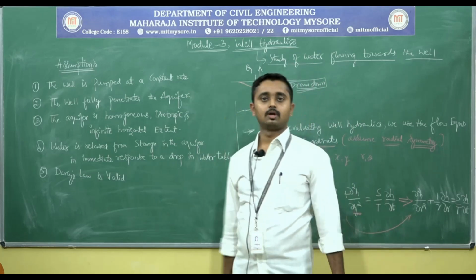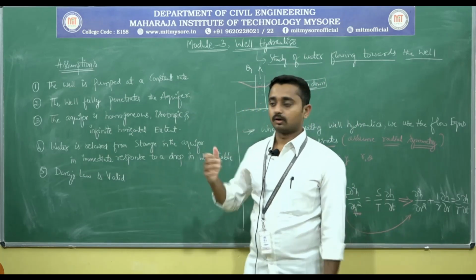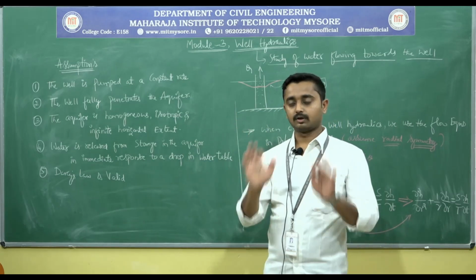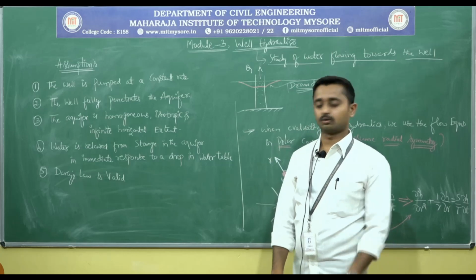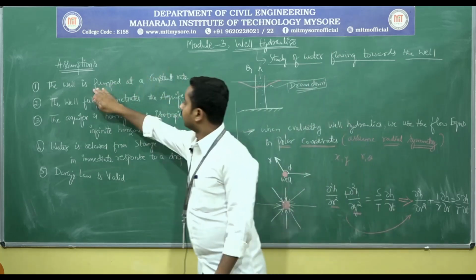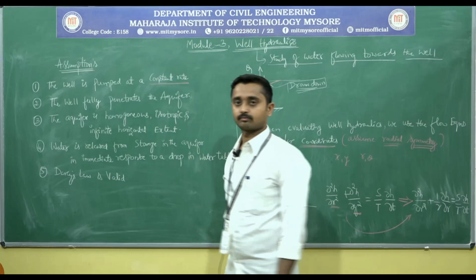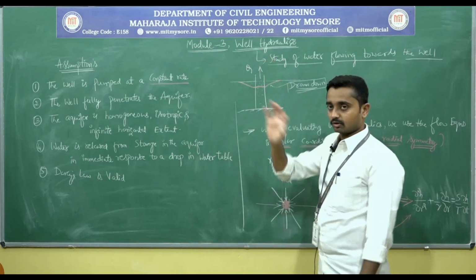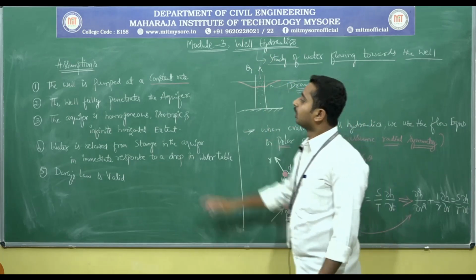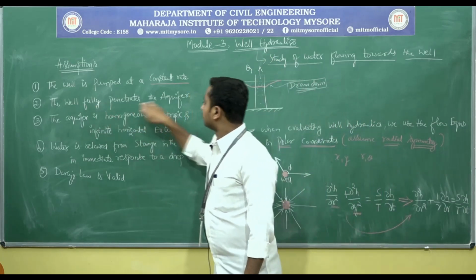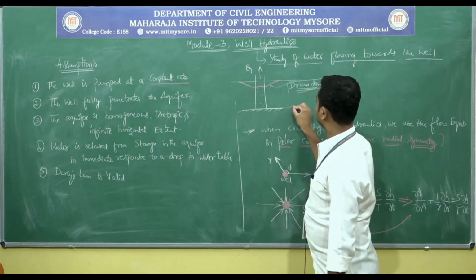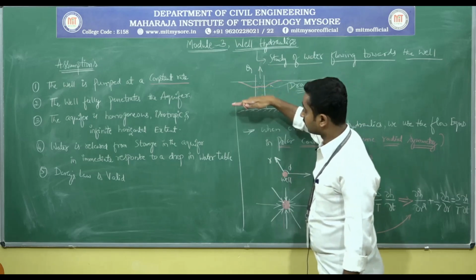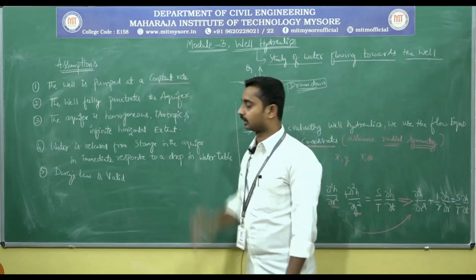There are some assumptions before entering into this module. This module has many derivations, and I'll explain everything in detail, so don't worry. Assumptions: the well is pumped at a constant rate, not with variations. The well fully penetrates the aquifer. If this is the impervious layer, the well fully penetrates, not just up to here or here.